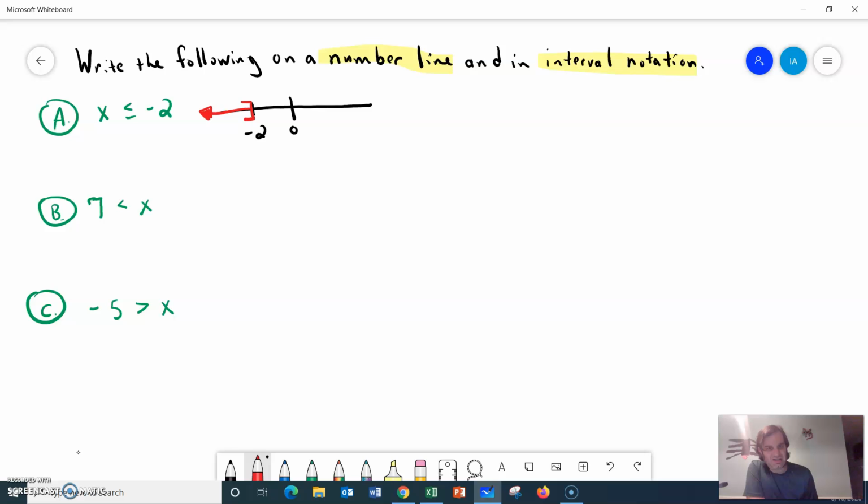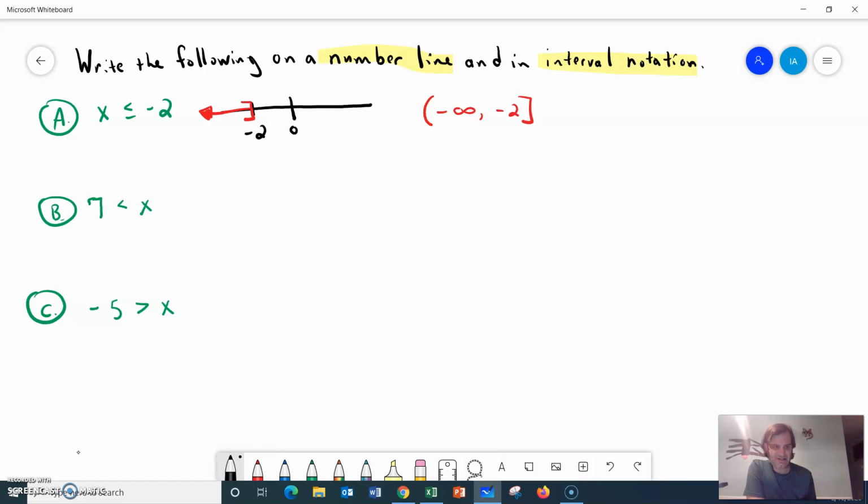As far as interval notation, that would be a parenthesis, negative infinity for the left arrow, and then negative 2 bracket for the less than or equal to negative 2.